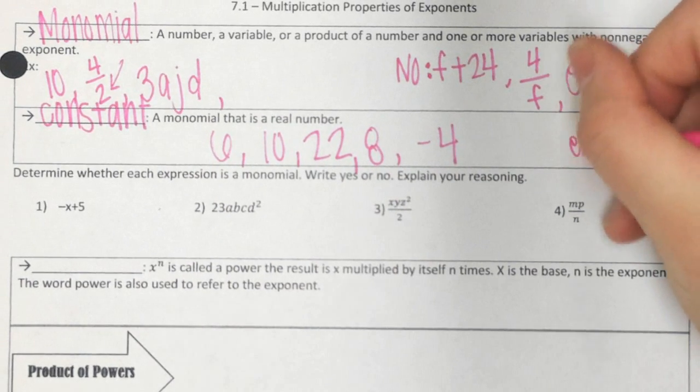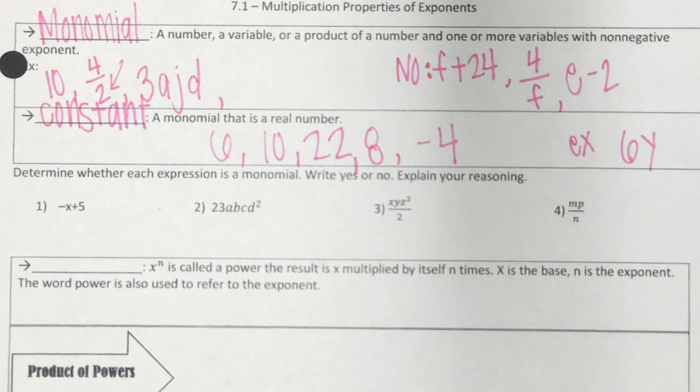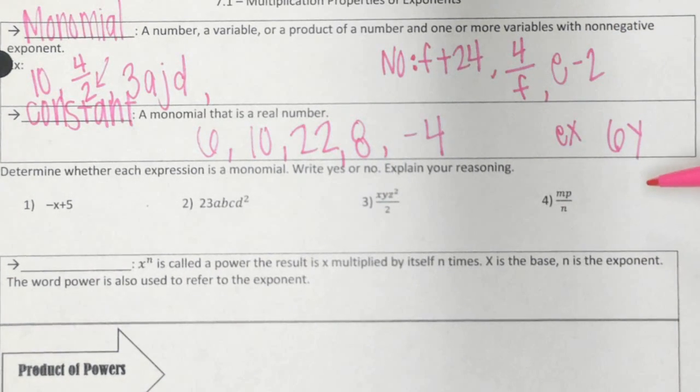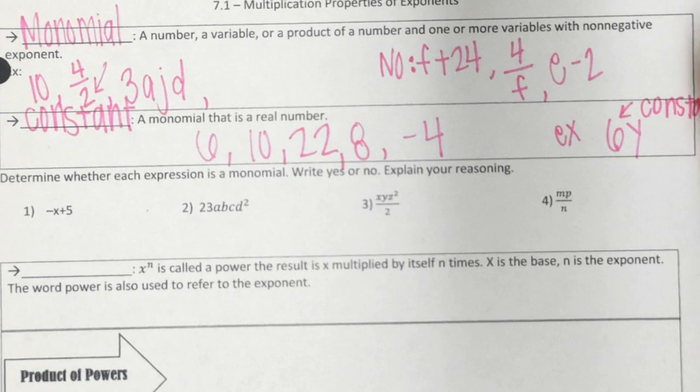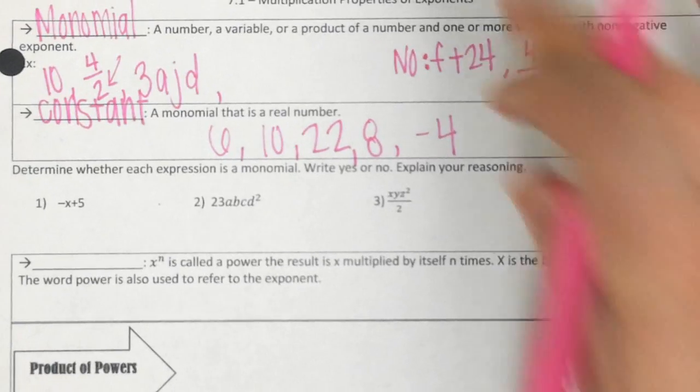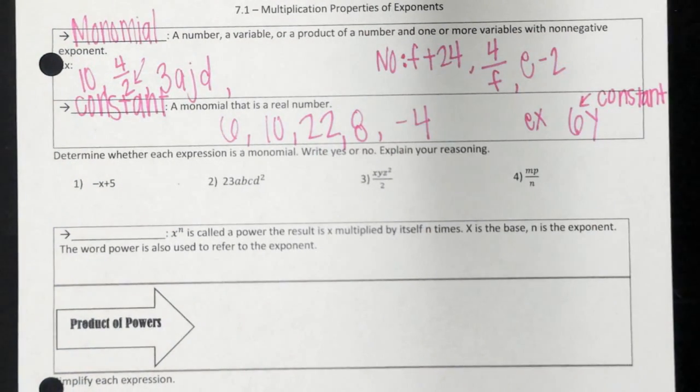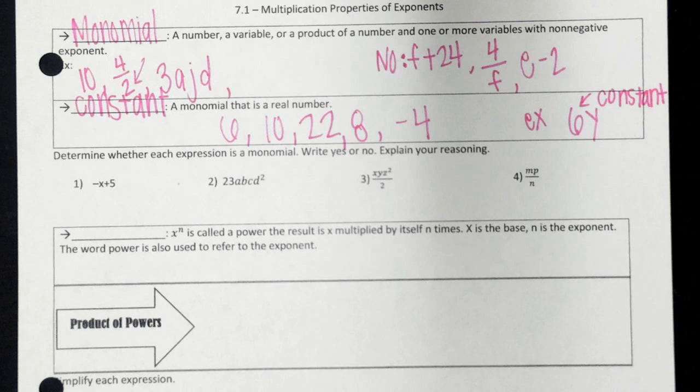So in this case, 6y, what's your constant? 6. 6 is your constant. A constant is just a real number. Just a number.